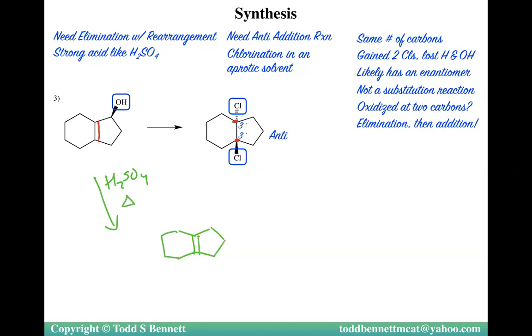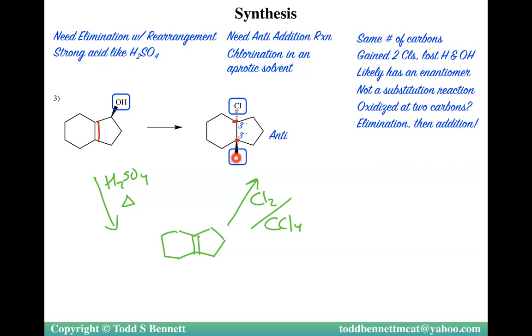Then the CLs have to be added in an anti fashion, which means we're going to use Cl2, and we're going to go through the chloronium ion, but we cannot have any other nucleophile there. So it cannot be CH2Cl2 with water. It has to be an inert solvent. I'll just toss this out as good as anyone. But you cannot have anything that could potentially add across the chloronium bridge.